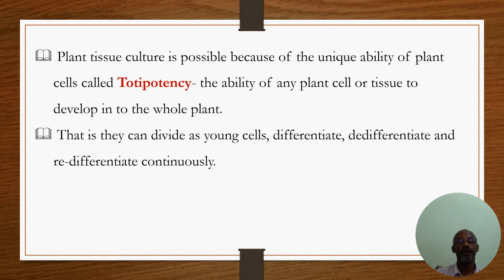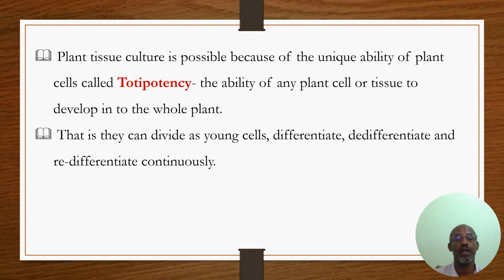This is the secret behind plant cells. Plants are a decentralized body. That means they don't have a nervous system, and the whole plant body is a decentralized system. Because of this, every tissue or cell in the plant body has the ability to grow into the full organism. That ability is known as totipotency.